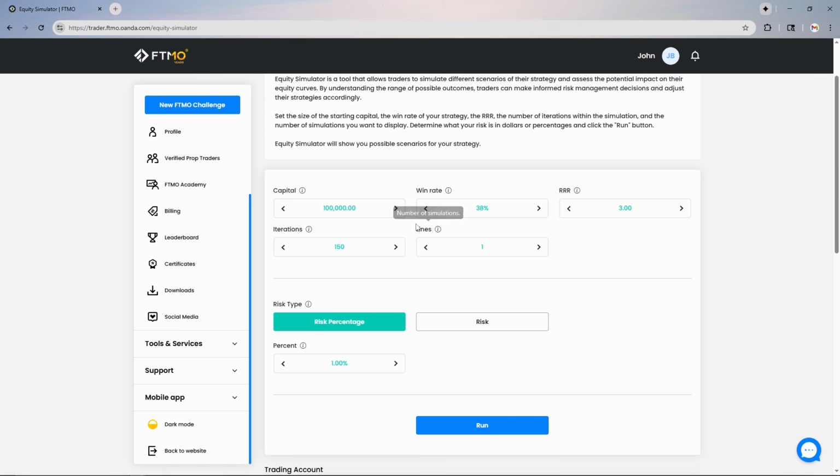Honestly, I don't even use this firm or trade with them. I trade personal capital, but I love this tool. I've used it for years and years now. And so what we are going to do today is take $100,000 in simulated capital.